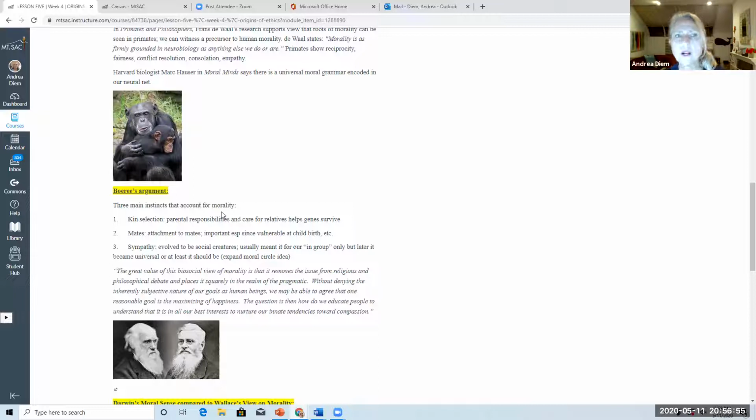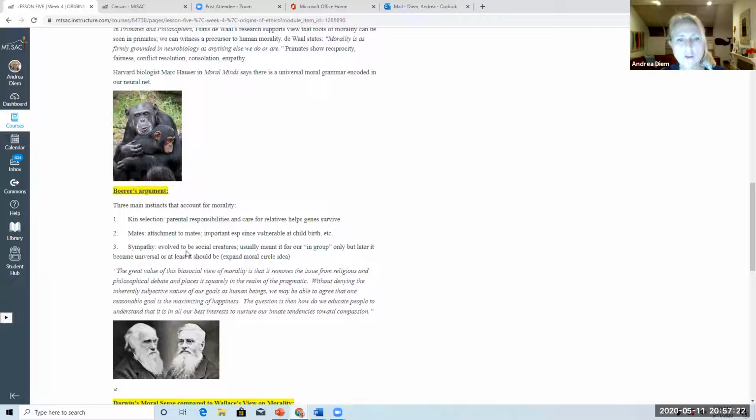And this is kind of summarizing a lot of what I said. There's kin selection, there's mates, and there's sympathy. Kin selection is this whole parental responsibilities, caring for your relatives, that helps your genes survive. Your mates is your attachment, a pair bonding. So this is family bonding, this is pair bonding, which I already mentioned, and this is social bonding.